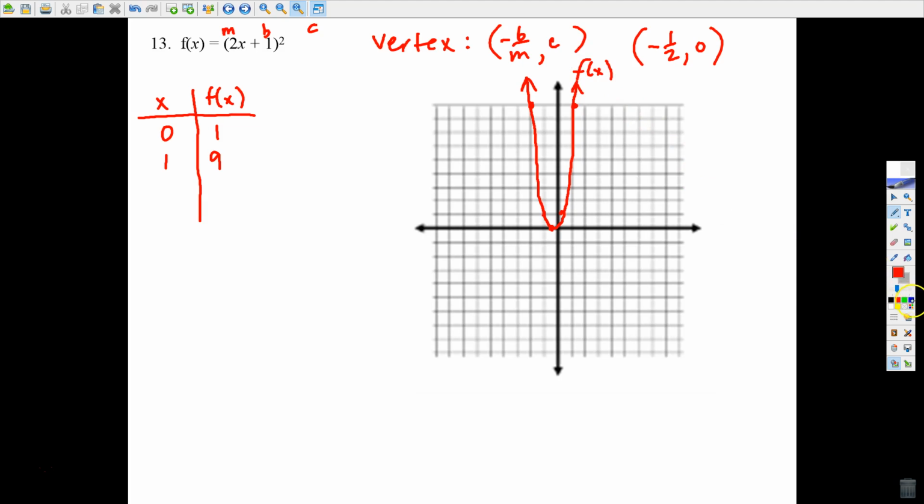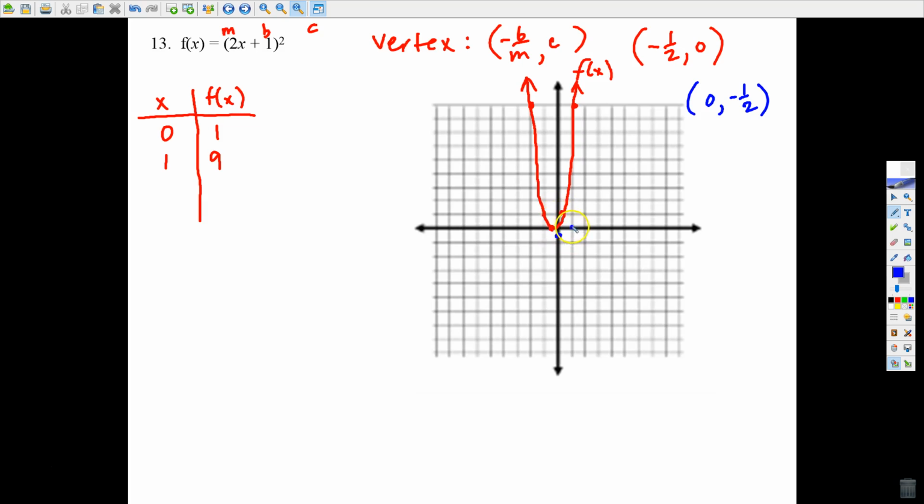So now let's graph the inverse. So take these ordered pairs, starting with the vertex. The vertex is at (-1/2, 0). So for the inverse, I'm going to do (0, -1/2). Okay, this is the point (0, 1) on the red function.